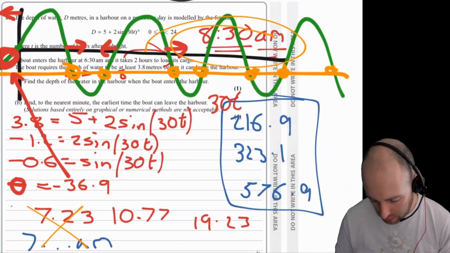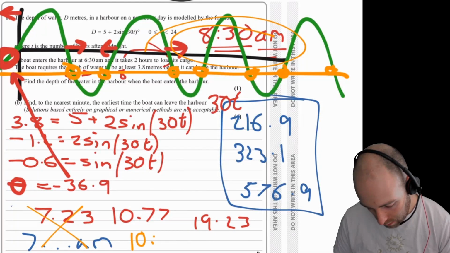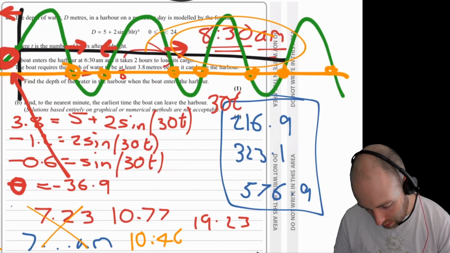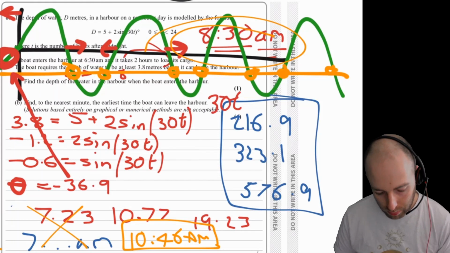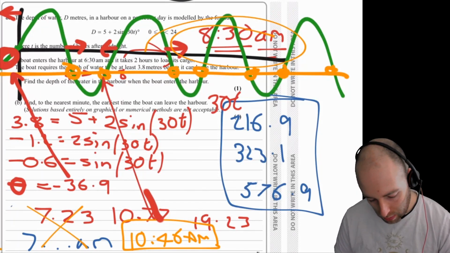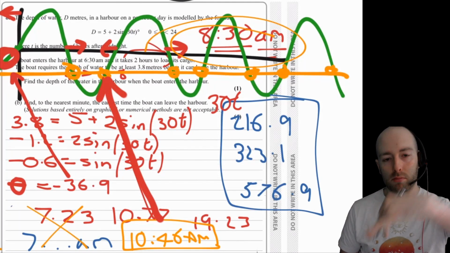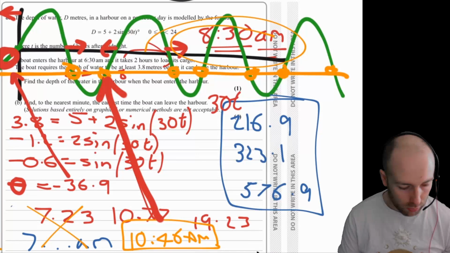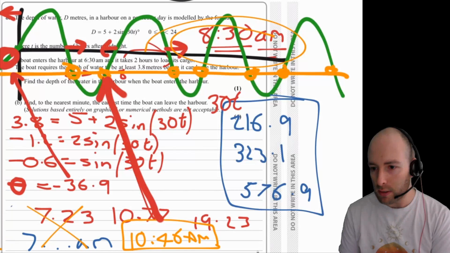So we do 10 and then 0.77 of 60 minutes. So that's 10:46 a.m. That works. So this is the time we're at. The level is about to rise, and we've unloaded the cargo. So yeah, 10:46. As a lot of you have said, that's the correct answer.